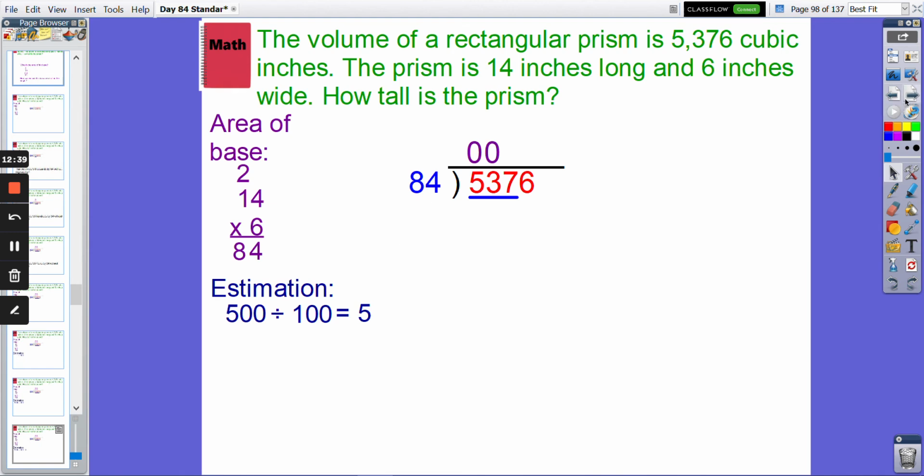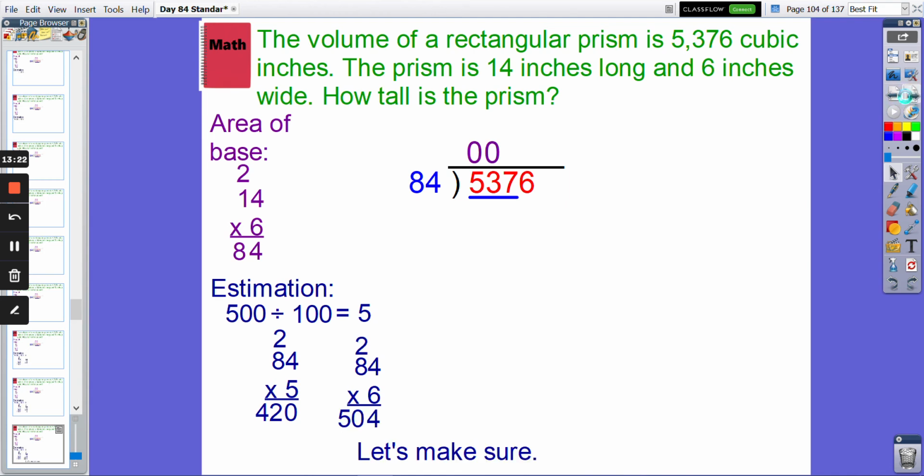So 84 times 5. We're going to start with 5 for our guess and check. 84 times 5 is 420. Let's see if we can do another one. Let's try one more. 84 times 6. 504. So we're going to do one more just to be sure, although we know it is going to be 6. So 84 times 6. 504 is the closest to 537 without going over. 588 is too big. 420, not big enough.